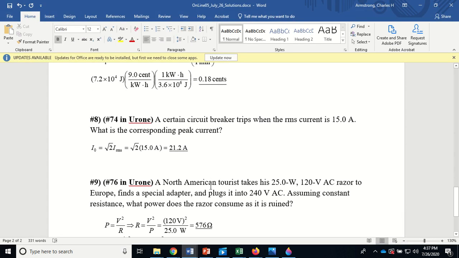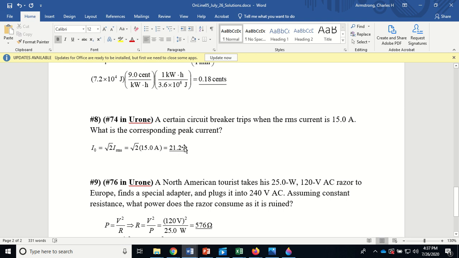Alright, coming back over to here. A certain circuit breaker trips when the RMS current is 15 amps. What is the corresponding peak current? In other words, over a long period of time, you get your average power output from the circuit, and the equivalent current would be 15 amps. So if it's going peak to peak, it goes all the way up to 21.2 amps.